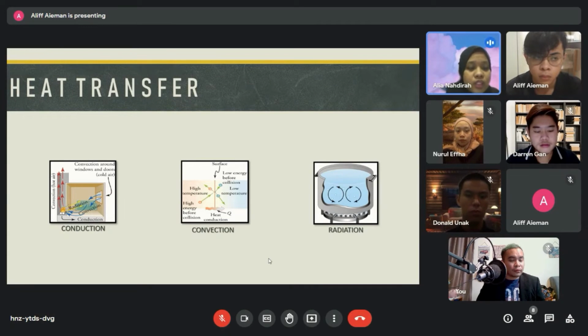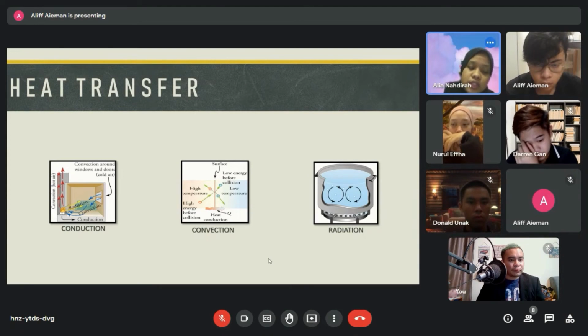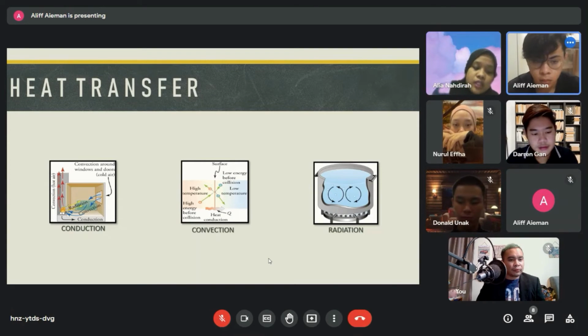One example is when a ball is bouncing. Mechanical energy is produced when the ball collides with the ground, and some of its energy is converted into heat. Heat is transferred in three different ways, which are conduction, convection, and radiation. All three of these can happen at the same moment.